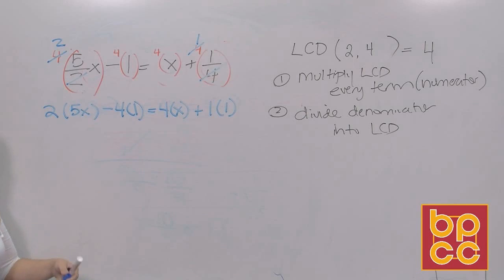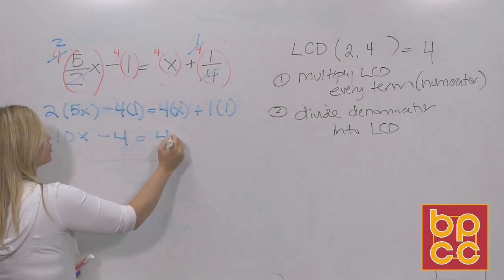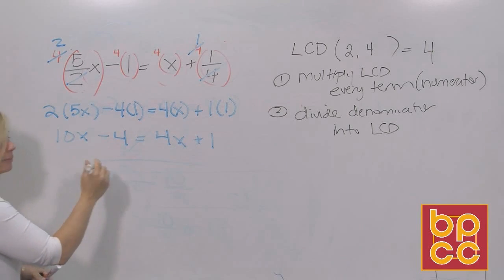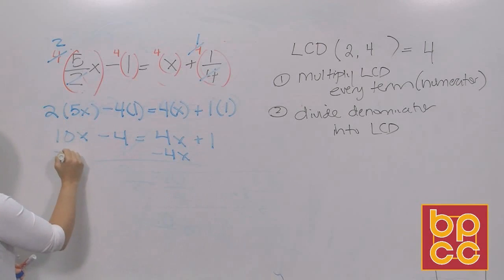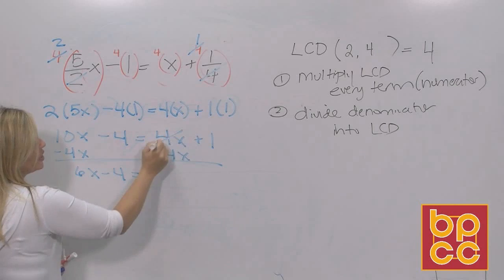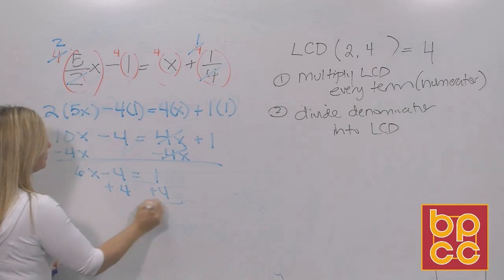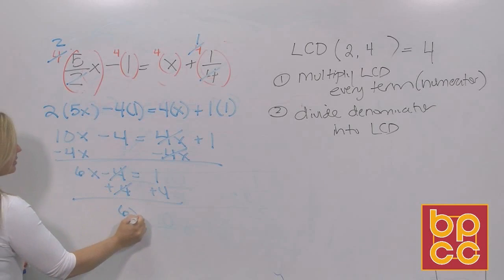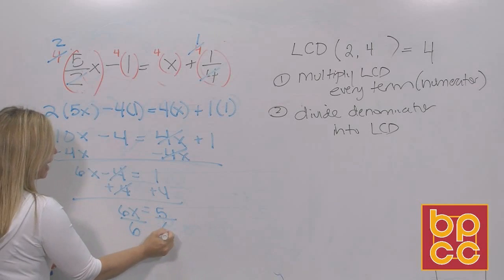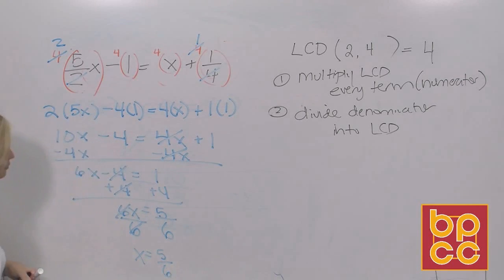Now you have a nice linear equation. We'll do our multiplying. 10x minus 4 equals 4x plus 1. We're going to move our variables to what side? The left. Good, so we're going to subtract 4x. We're going to get 6x minus 4. These are your additive inverses. They cancel out. That equals 1. We're going to add 4. Cancel out. 6x equals 5. We're going to divide by the coefficient in front of x, which is 6. And we get x equals 5/6.